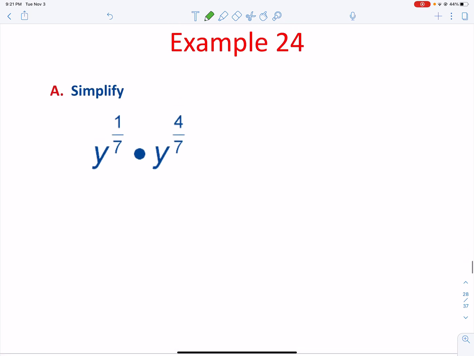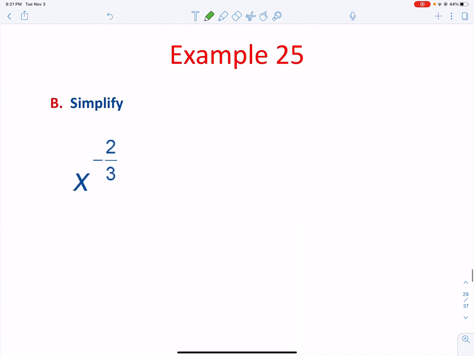Okay, so now let's talk about how to do this. If the original problem is given to you in exponential form, then I want the answer in exponential form. So what would you do when you multiply? You add exponents. So isn't 1/7 plus 4/7 5/7? So my answer on this would be this. Leave it in exponential form if it's given in exponential form. Okay?